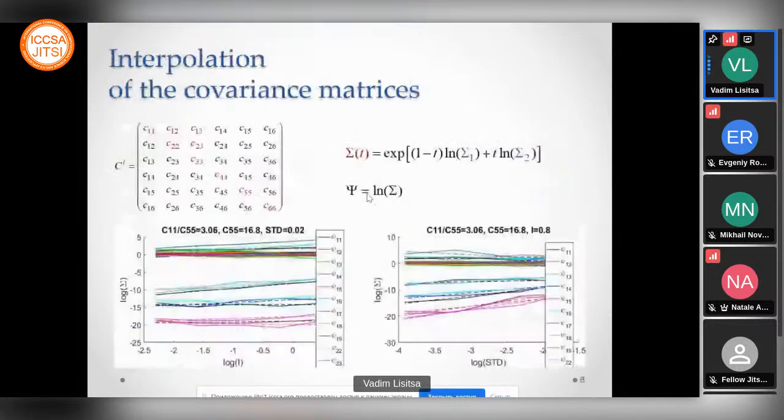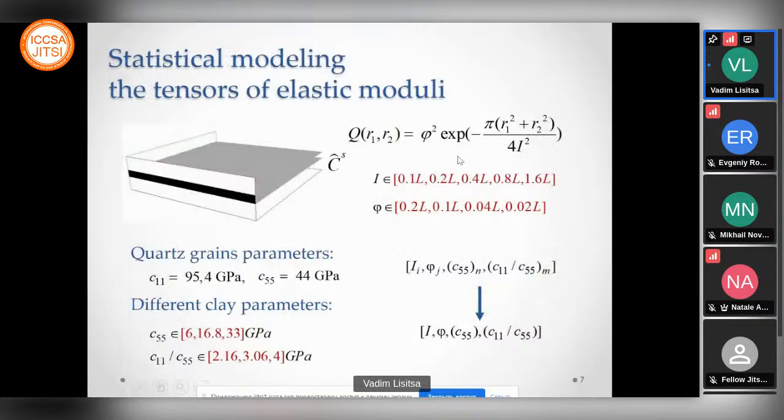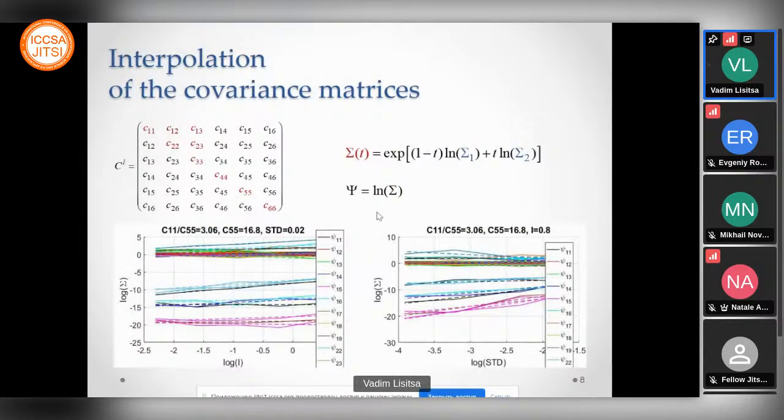And why did we do it? The idea here is that if we computed the stiffness tensor and the covariance matrix for the stiffness tensor for 20 possible combinations of correlation lengths and standard deviation, then we would like to be able to reconstruct the covariance matrix for other values of these two parameters, for the fixed model parameters. And it's possible to do so.